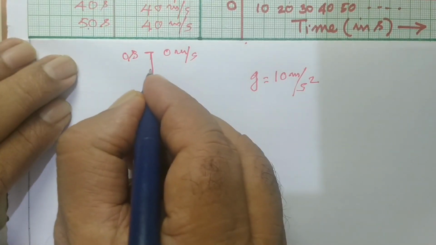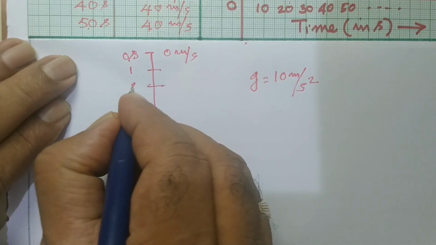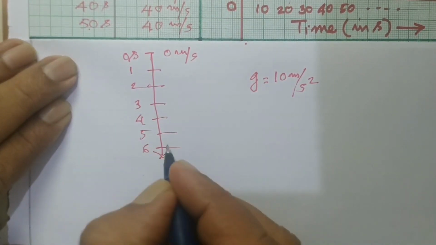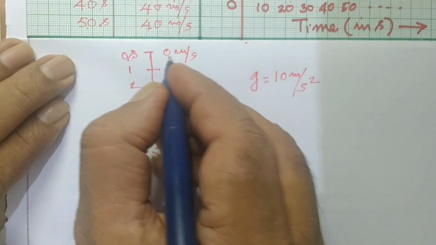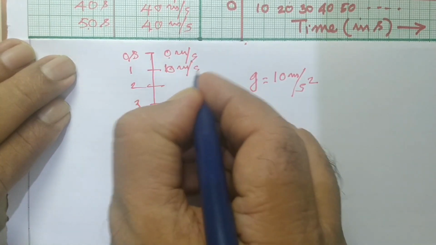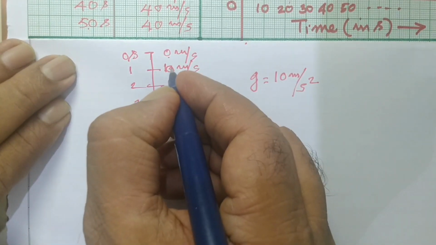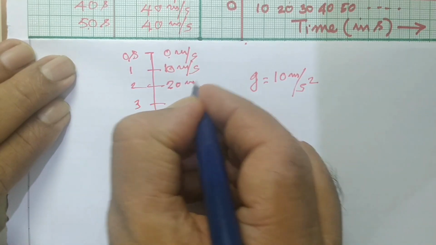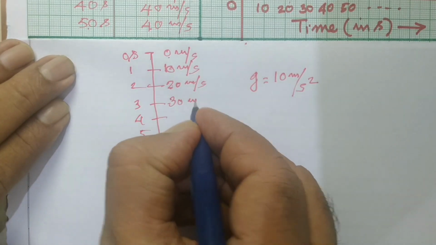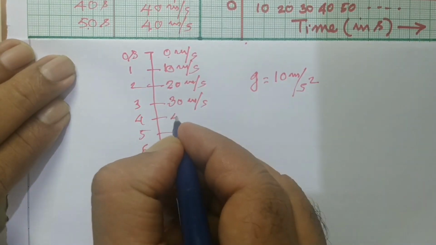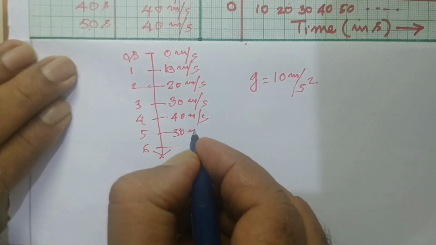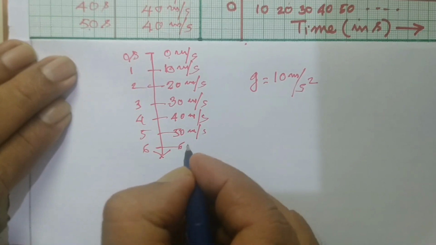Now I divide this line 0 second, 1 second, 2, 3, 4, 5, 6, like this. Now first it starts with 0 meter per second. Next it increases to 10 meter per second. Next second it will increase by 10, 10 plus 10, 20 meter per second. Again increases by 10, means this 20 plus 10, 30 meter per second. Next 4, it is 40 meter per second. Next one, it is 50 meter per second. Next, like that, it is 60 meter per second.